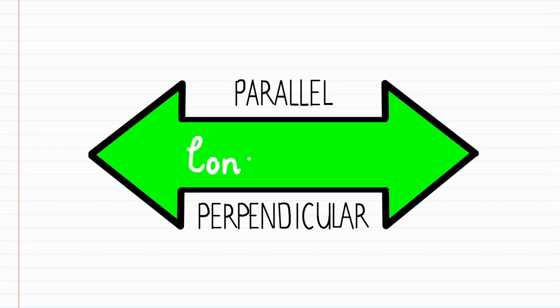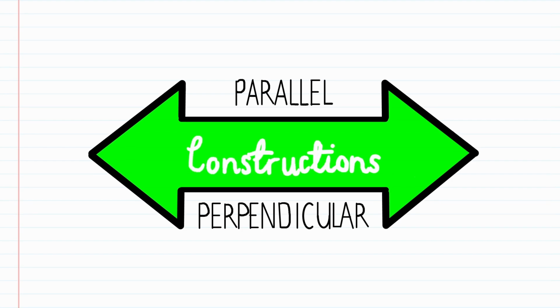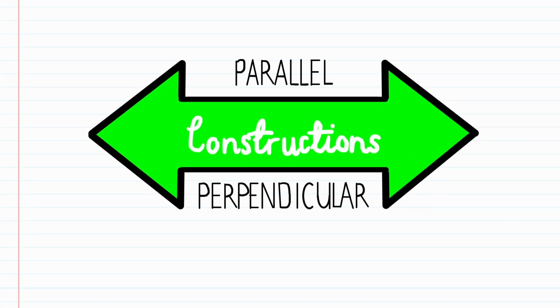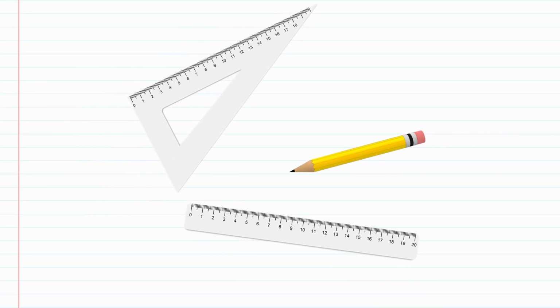Now that you know what parallel and perpendicular lines are, let's learn how to construct them. There is a way to construct both of them using a compass, but this video will take you through the steps of simpler methods. Firstly, you are going to need to dig into your math set to find your pencil, ruler, and set square. Yep, that's right.